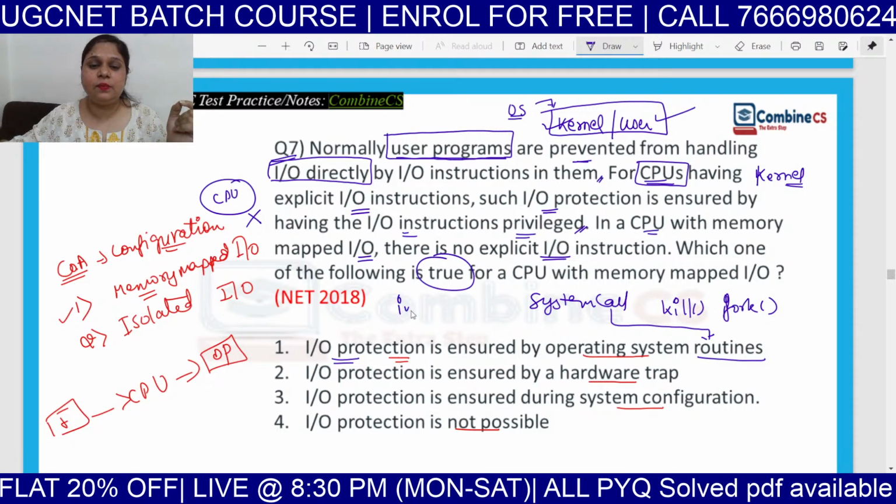Not explicitly, implicitly, internally. Implicitly it is done by the system call. So that is why the correct answer is option number 1. तो अभी clear हुआ? Is it clear now? Yes?